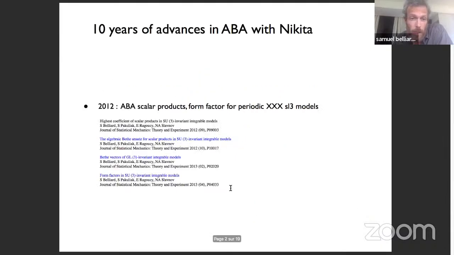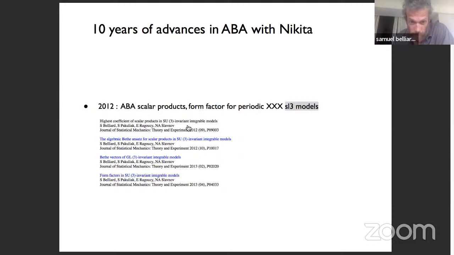So firstly, I just want to recall, at least for the last 10 years, I have been around this topic, since a bit more actually, but basically I have had the chance to work with Nikita on different topics, and a lot of progress was made in 10 years. In particular, the first collaboration was about the scalar product for algebraic models, and a few results appeared for SL3, and since then more work was done, a part also of the things that Stanislas Pakuliak presents.